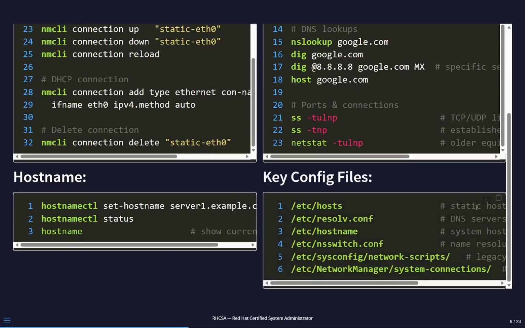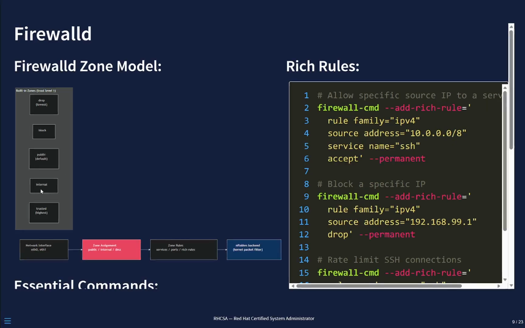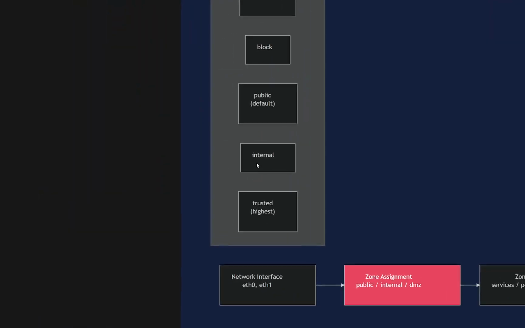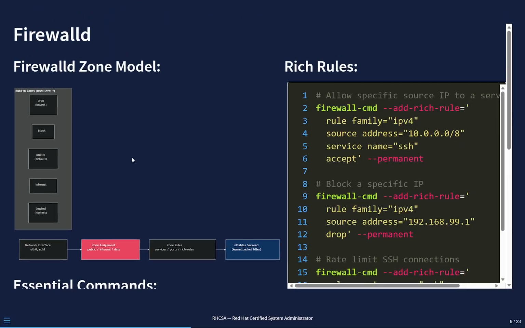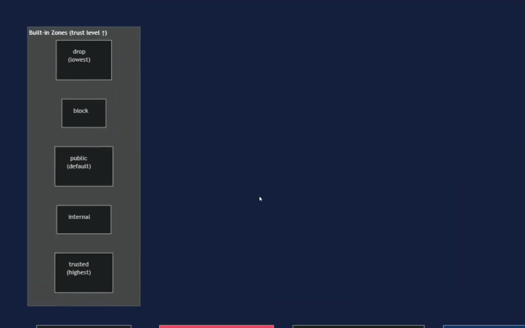Next, firewalld is the default firewall on RHEL 9. It sits on top of the nftables kernel framework and uses a zone model. Look at the diagram. A zone is a trust level assigned to a network interface. The public zone is the default, suitable for interfaces facing untrusted networks. Internal is for trusted internal networks. Trusted allows all traffic. Drop silently drops everything. Every interface lives in exactly one zone at a time.